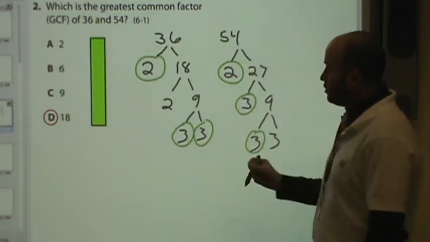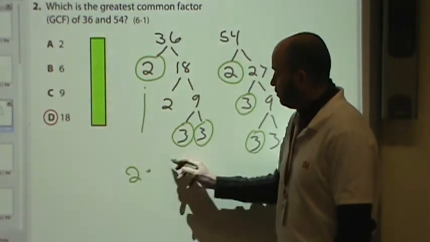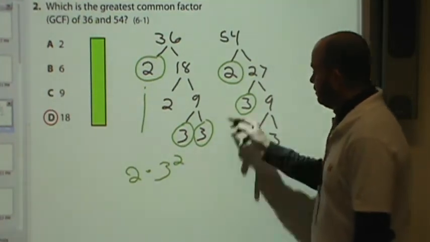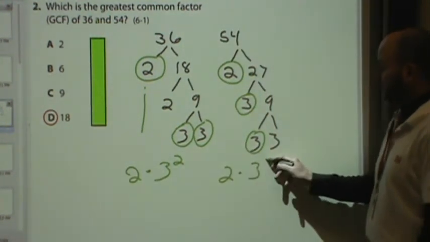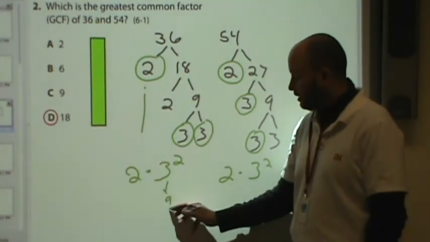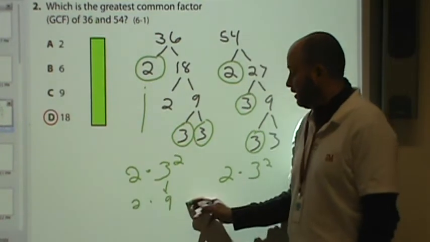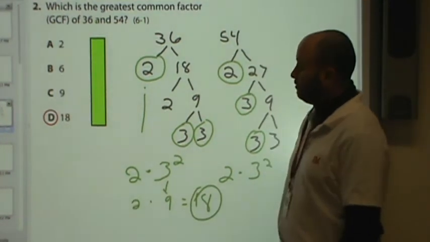So in this situation, you would have 2 times 3 to the second. This would create 2 times 3 to the second. 3 times 3 is 9, and 2 times 9 equals 18. And there you have your greatest common factor.